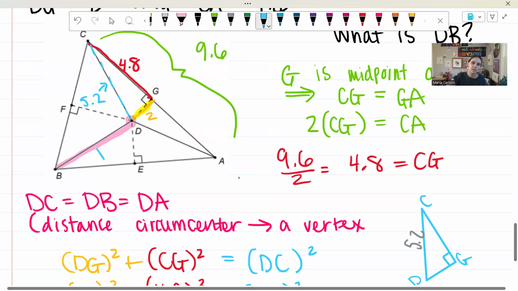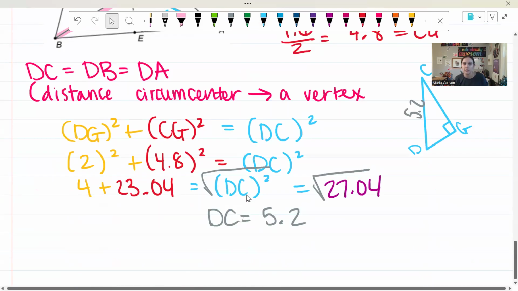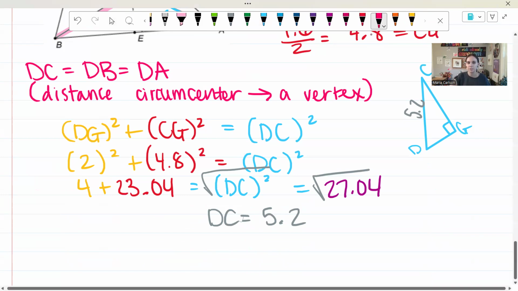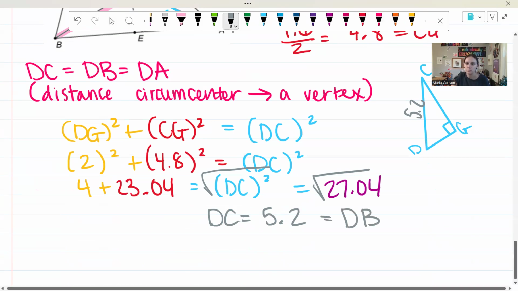so is BD, right? That's 5.2, and so is DA. These are all 5.2 because they are all the same distance from the circumcenter to that vertex. So because DC is 5.2, so is DB.